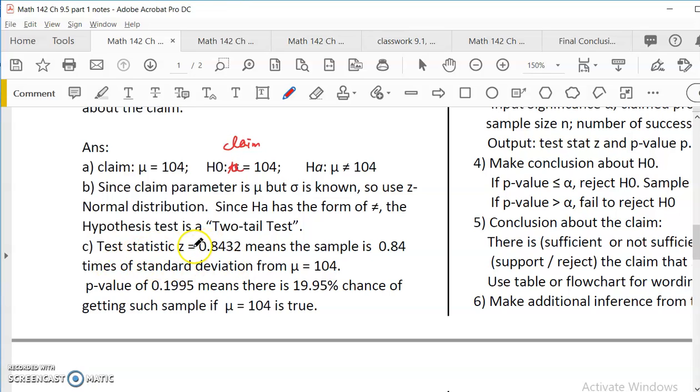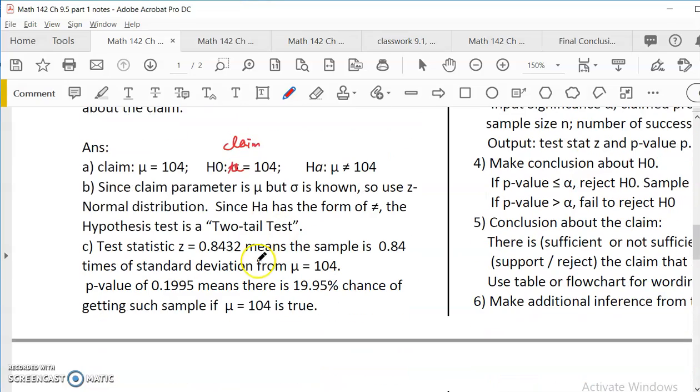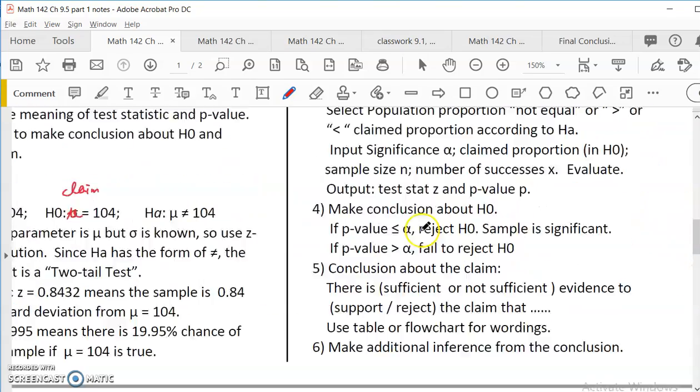So let's look at our test statistic and p-value. The test statistic is 0.8432. Is it right? Yeah, 0.84 means the sample mean is 0.84 standard deviations from 104 of the null hypothesis. So you can see that it's not far away from 104. It's aligned with the null hypothesis. The p-value of 0.1995 means there is a 19% chance of getting such a sample if the mean is actually 104.